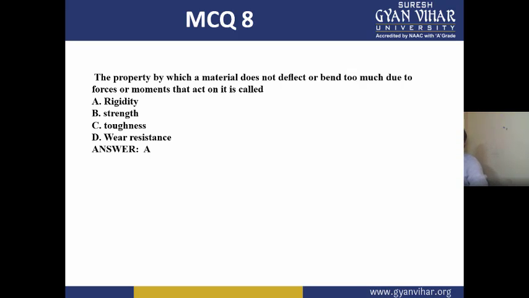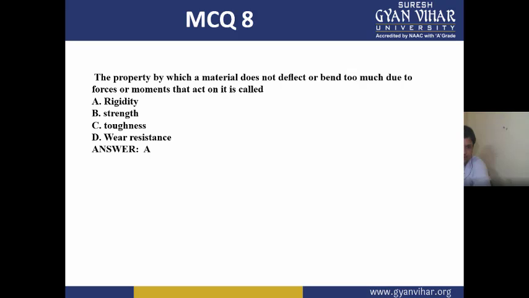Now this is a particular property. There is a name for this property. What is the property? The property says that if the material does not deflect or bend too much due to the forces or movement acting on it, if it has the resistance to this bending and deflection, then we say the property of the material is rigidity.